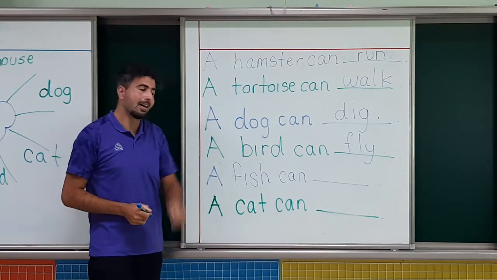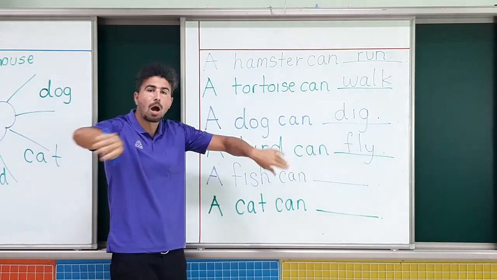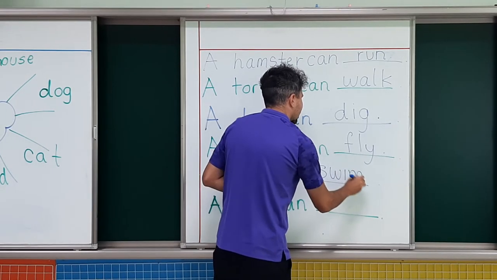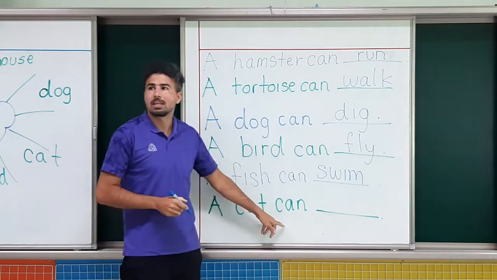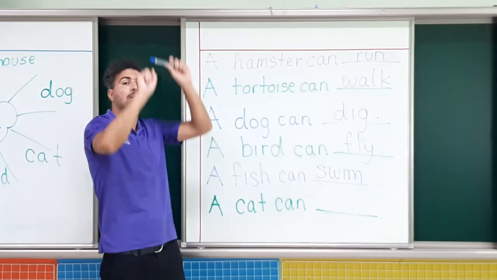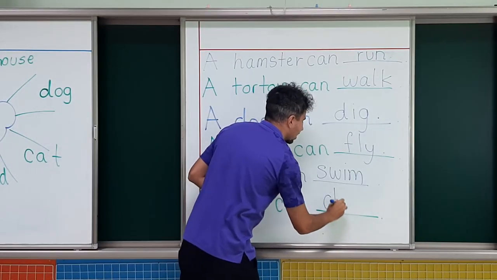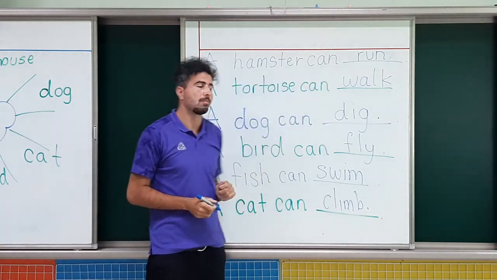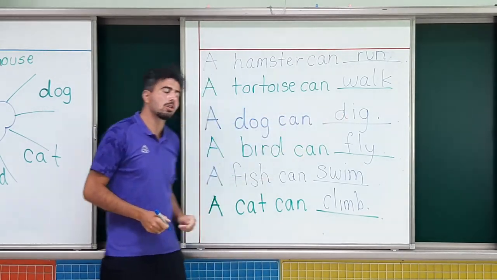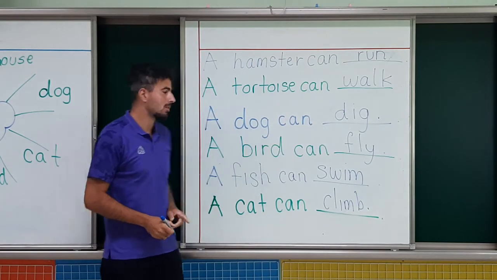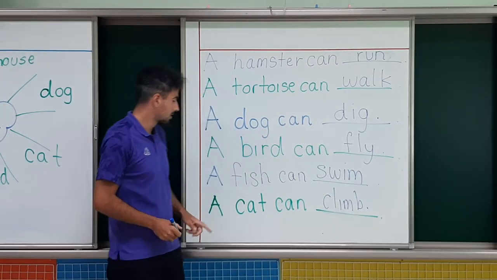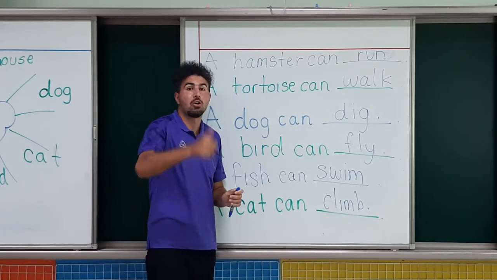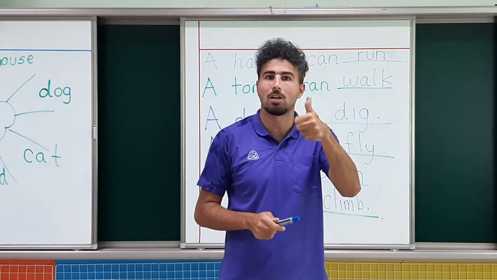Okay. Number five. A fish can swim. And the last one. A cat can climb. Okay, one more time. Let's read them all together. A hamster can run. A tortoise can walk. A dog can dig. A bird can fly. A fish can swim. A cat can climb. If you got all of those right, well done. Very good.